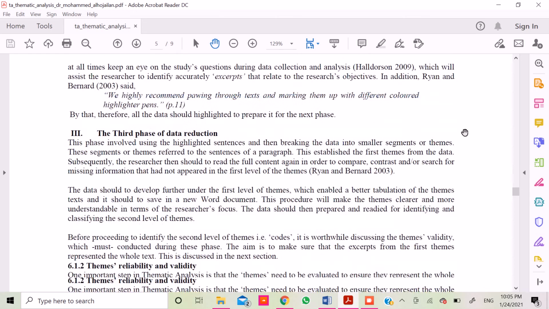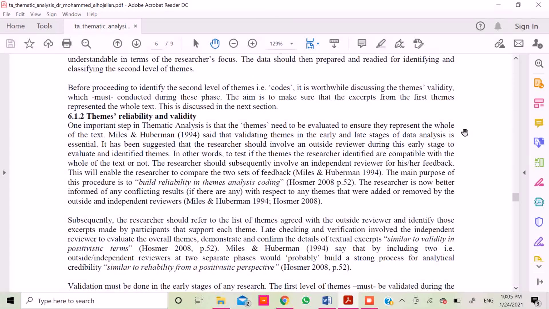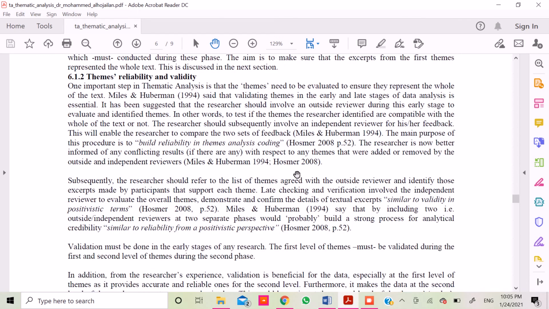Then we have the themes reliability and validity that we have already discussed. I did tell you what we mean by qualitative studies' reliability and validity. So you already know the definition and the explanation. All you have to do is write it in your own words, and then take help from any one of these researchers. That way you will have some kind of support in the background of your data analysis.